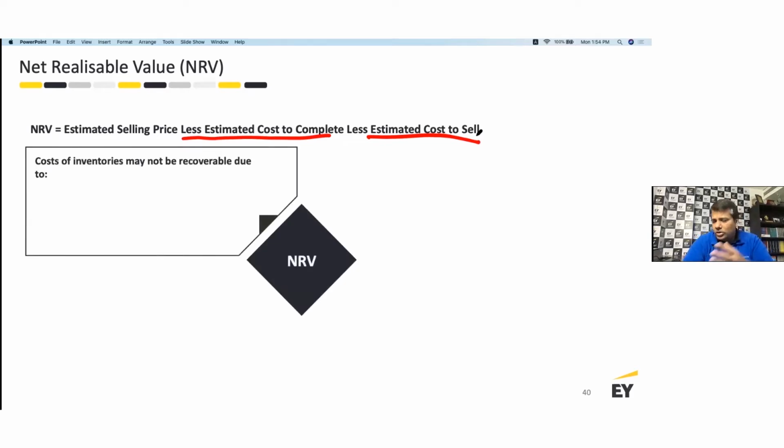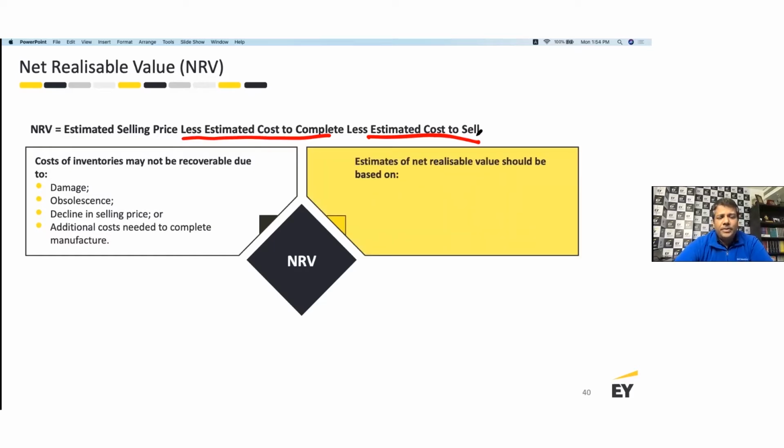It may not be recoverable. So what could be the reason that my inventory has to go down below cost? There could be a variety of reasons: damage, obsolescence, decline in selling price, especially if you're dealing with commodities, because the raw material prices themselves change and the cost of finished goods also keeps on changing. Like in steel, copper, oil. Because the oil price changes, the finished product price also changes. So damage, obsolescence, decline in selling price, or additional cost needed to complete the manufacturing process.